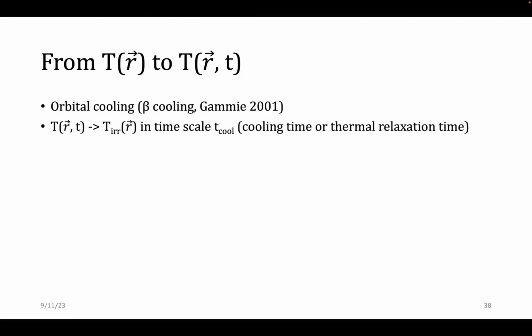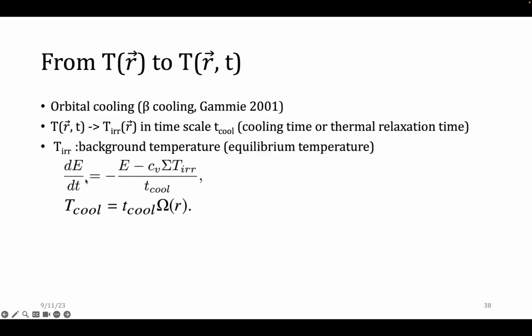The way it works is that you assume the disk has a background temperature or background state, which is represented by this T_eq. Then your disk gas parcel can be heated up or cooled off, and it will relax to the background temperature eventually on the timescale T_cool. This T_cool is called the cooling time or the thermal relaxation time. So it is a relaxation problem. The specific energy you take from the gas parcel follows this prescription. You can also normalize this T_cool by the local orbital time, and that's why we call it orbital cooling.